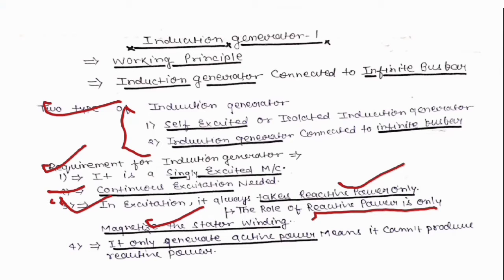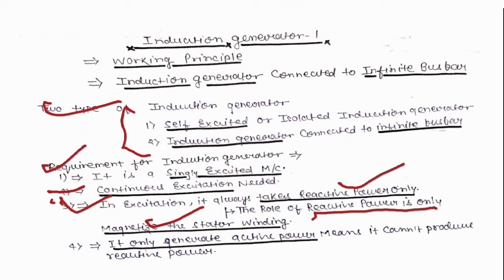Then the fourth one is that it only generates active power. In our upcoming slides you will see how the induction generator only generates active power. That means it cannot produce reactive power. So in case of the isolated induction generator, we will have to give a separate reactive power source to fulfill the requirement of the load, because the load wants apparent power.